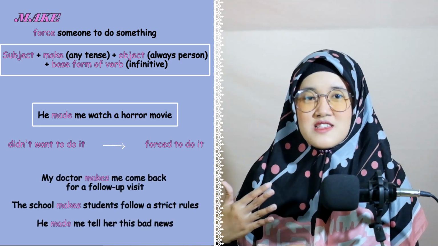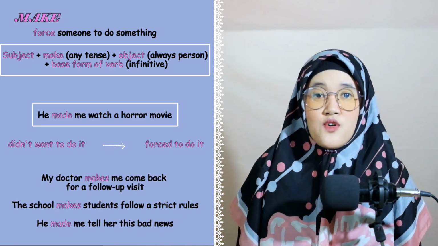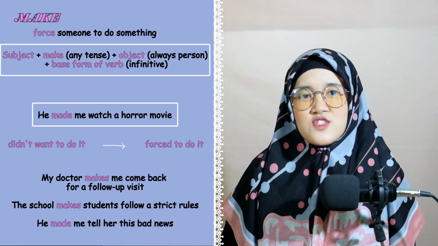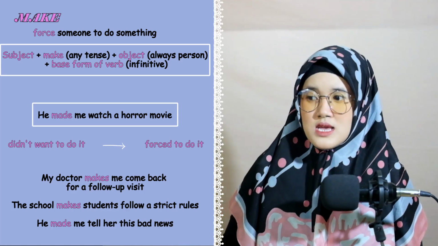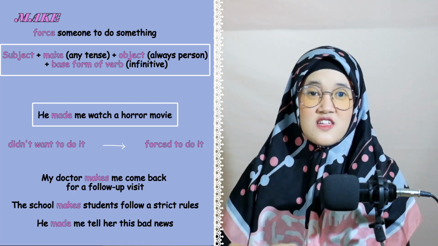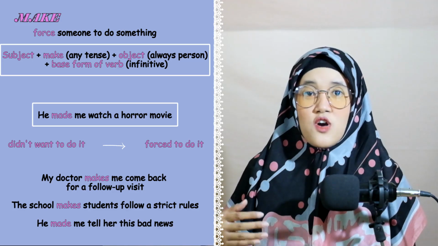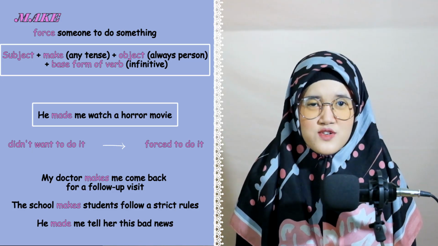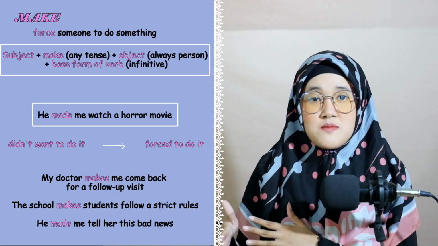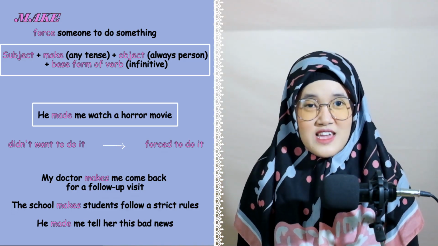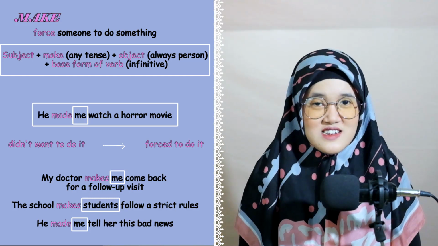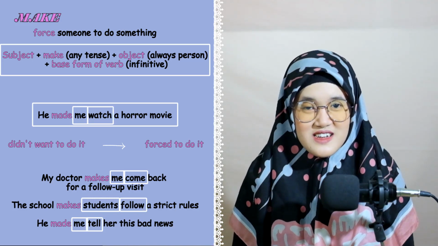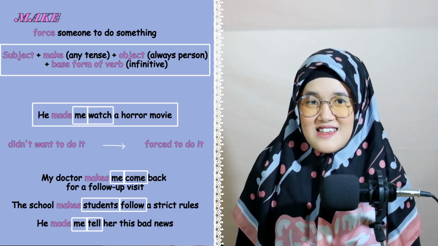My daughter makes me come back for a follow-up visit. The school makes students follow strict rules. The school is not necessarily forcing them to do it, but the school is obligating them to do it. He made me tell her this bad news. The causative verb make precedes the object that is performing the action, followed by the base form of the verb or infinitive that describes the object's actions.